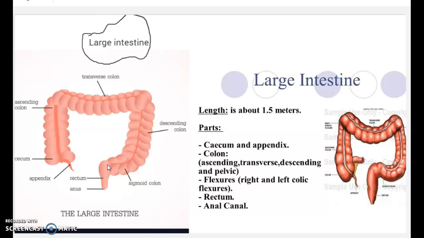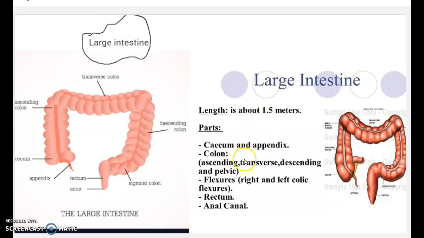At the end of the sigmoid colon, the straight part of the large intestine, which is approximately 2 to 3 centimeter, is known as the rectum. And the last part of the rectum, about 2 to 3 centimeter, is the anal canal. The anal canal has an opening known as the anus.